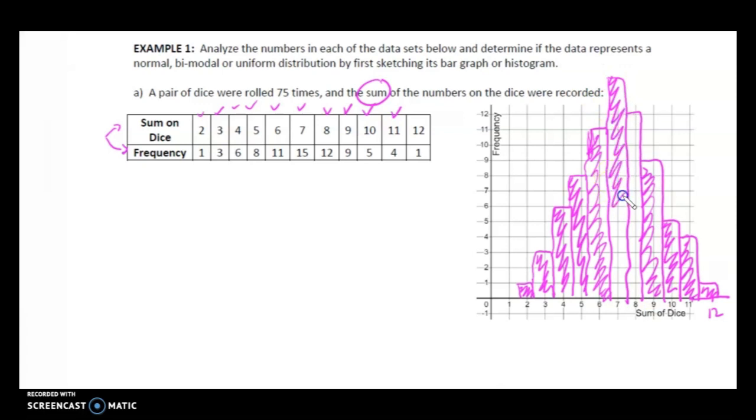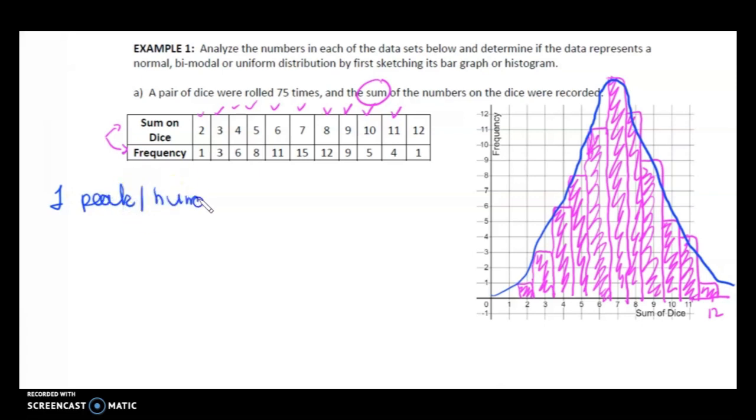Okay, so let's take a look at this. How many humps are in this graph? Okay, if we think about this and we make this curve, I would say this is one hump. One peak slash hump. And it's centered. So this is a normal distribution.